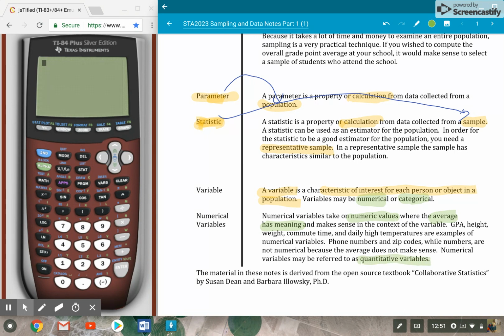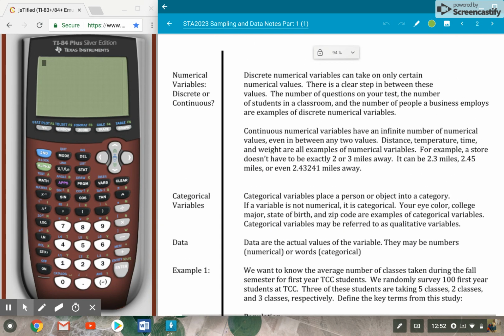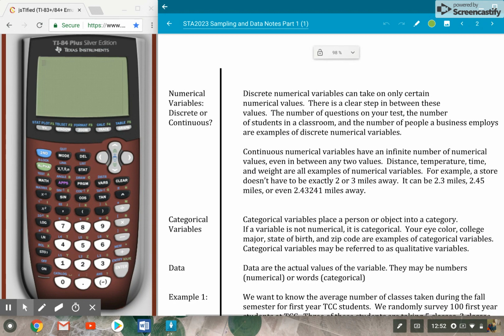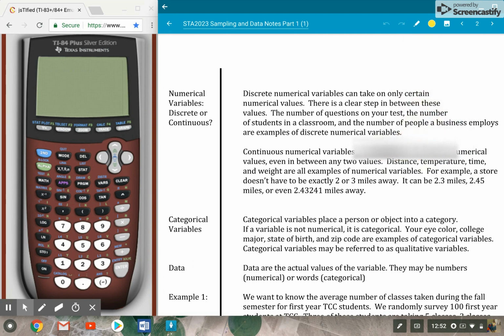Now, in contrast to numerical variables, we have categorical variables. But before we get there, let's talk about discrete versus continuous numerical variables. So we've got our idea of numerical variables, and we can break these down even further into either discrete or continuous. So discrete numerical variables can take on only certain numerical values. There is a clear step in between these values. The next possible number. The number of questions on a test, the number of students in a classroom, the number of people, business employees. These are all discrete numerical variables.